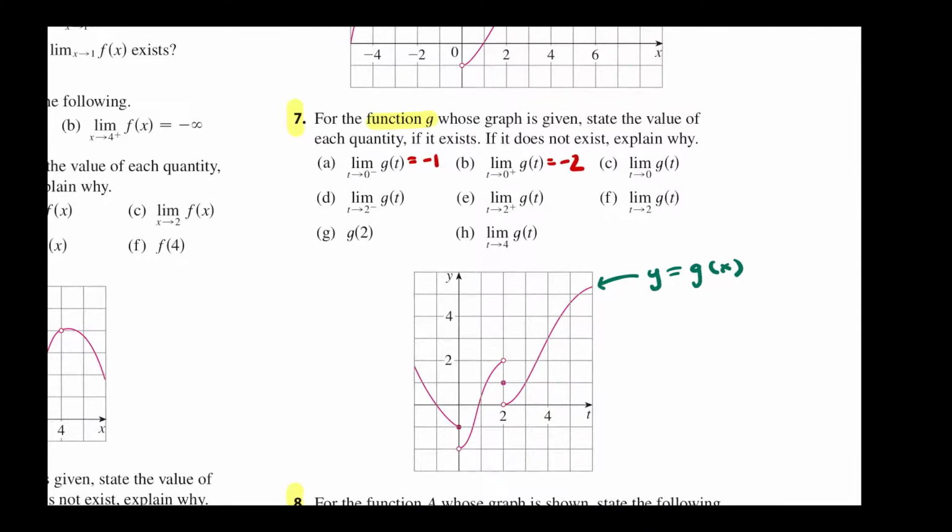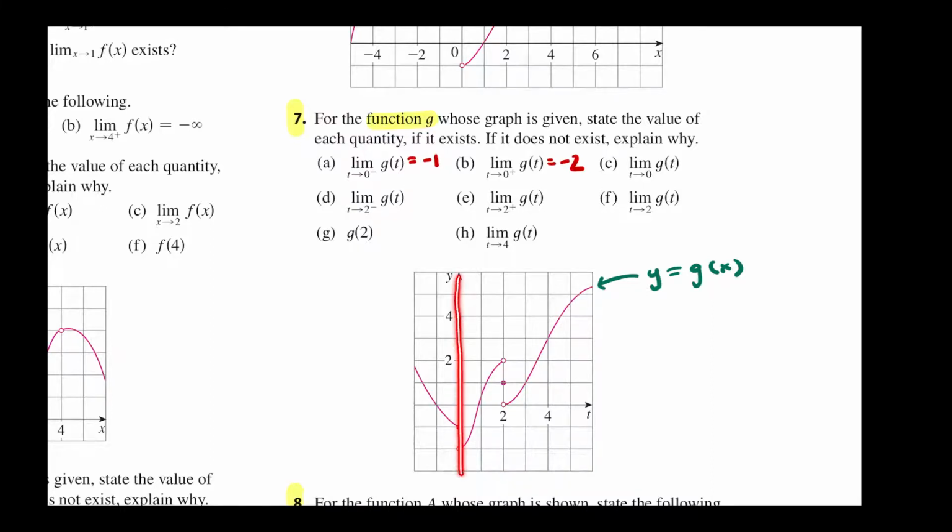Equals -2, because that's where I'm headed, right? This third one here is the two-sided limit, right? So I want to know what our function is approaching when t gets very close to 0. So yeah, it doesn't approach anything, right? It's approaching two different values depending on which side of the tracks you're on.